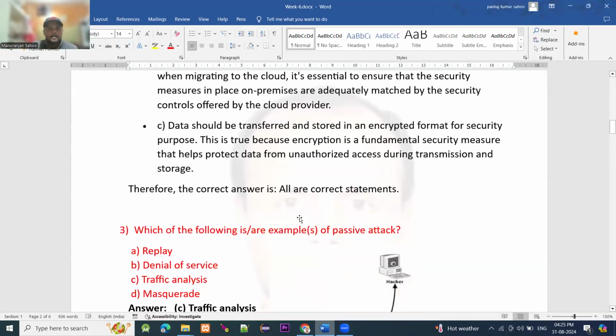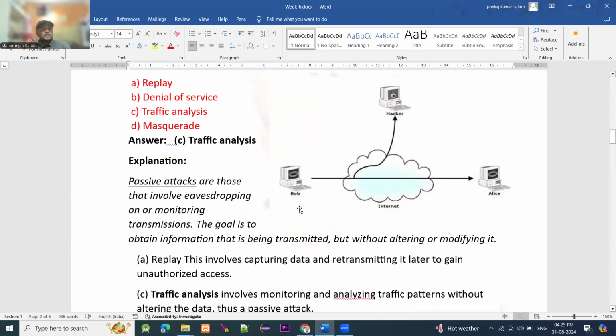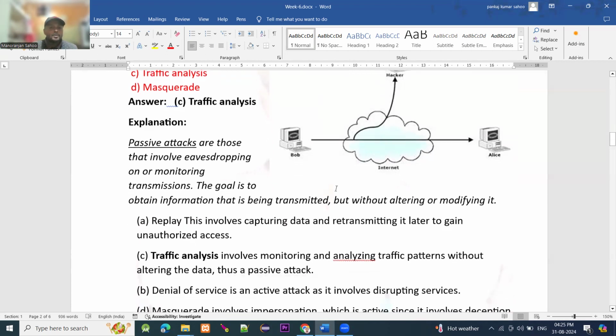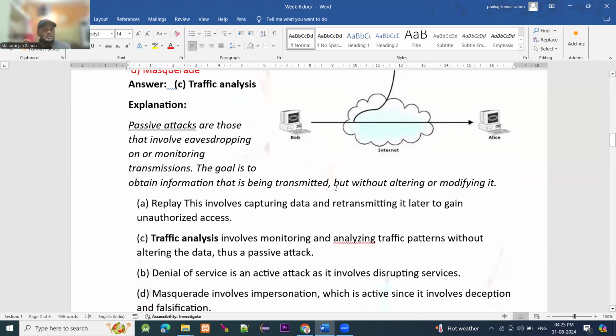See here, first to understand what a passive attack is. Here you can see Bob, the hacker, Alice, and the internet, where the hacker can intercept. Passive attacks are those that involve eavesdropping on or monitoring transmissions. The goal is to obtain the information that is being transmitted, but without altering or modifying it. So what about replay? Replay involves capturing data and retransmitting it again to gain unauthorized access.